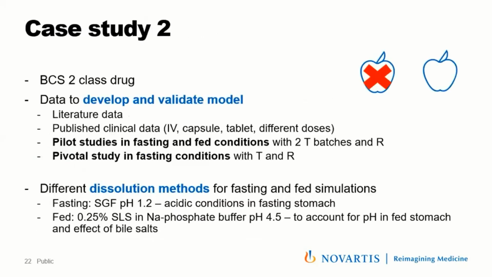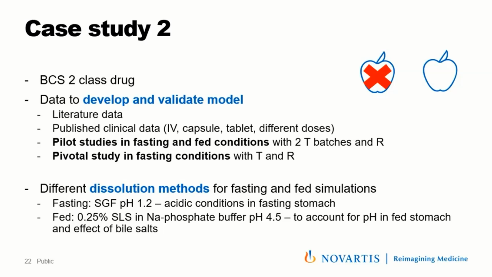The second case I'm going to present is a fed bioequivalence study prediction for a BCS class 2 drug. We developed the model based on published clinical data, intravenous, capsule, and tablet, including different doses. We also performed fasting and fed pilot studies with 2 different test batches and a reference batch. Results of the pivotal fasting BE study were also available.